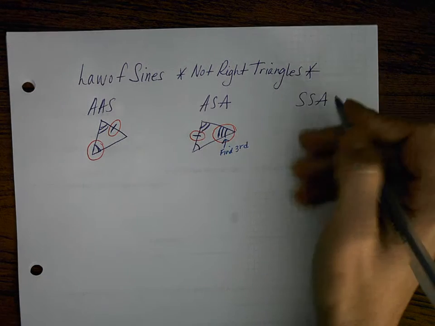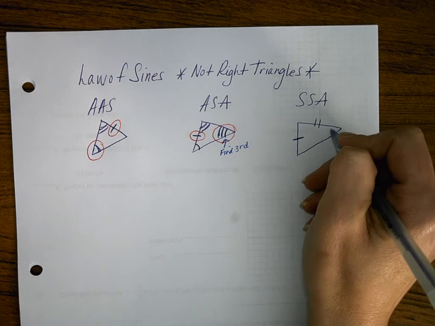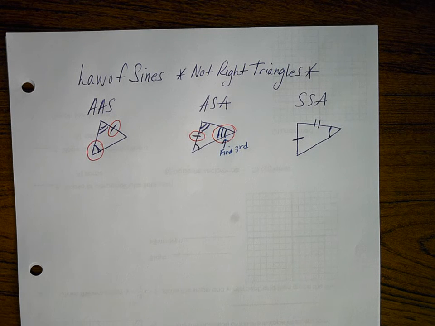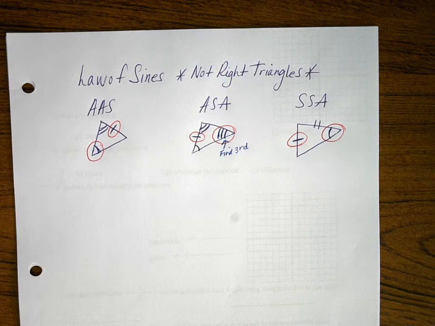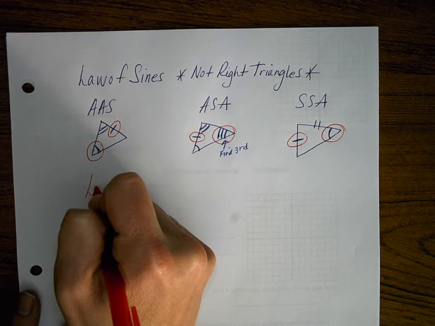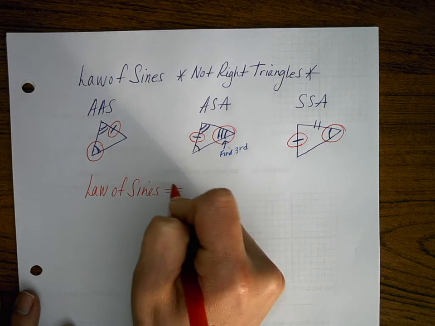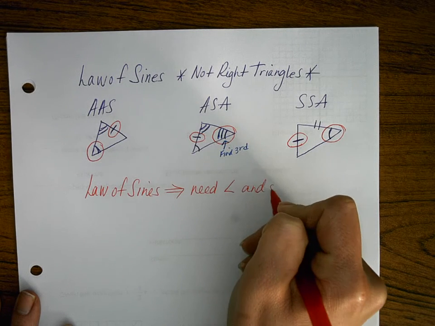All right. What about side, side, angle? I know a side, another side, and then an angle. Is that going to work with law of sines? Yes, it definitely works with law of sines because I have an angle and the side across from it. When you are doing law of sines, you need an angle and the side opposite.